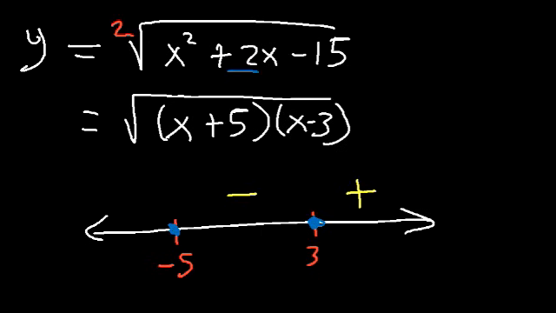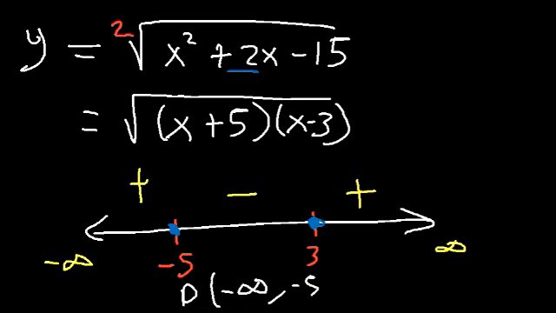Now, let's try a number less than negative 5. Let's try negative 6. Negative 6 plus 5 is a negative number. Negative 6 minus 3 is a negative. Two negatives, when multiplied, turn into a positive. So x can be anything between negative infinity and negative 5, and it can be between 3 and infinity. And so that's the domain for this function. It's negative infinity to negative 5, union 3 to infinity.